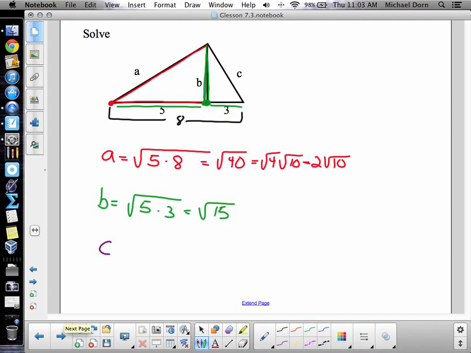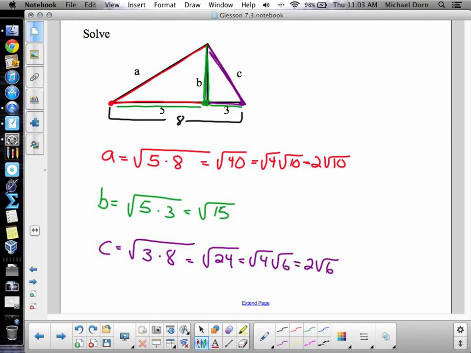How about C? C is the square root of which two segments? 3 and 8. Square root of 24, which would be square root of 4 times square root of 6, or 2 root 6. And just like that, I have all three solutions. I didn't have to draw a whole bunch of similar triangles. I didn't have to set up and solve proportions. I didn't have to do any of that. No Pythagorean theorem, nothing. It just all solves out.